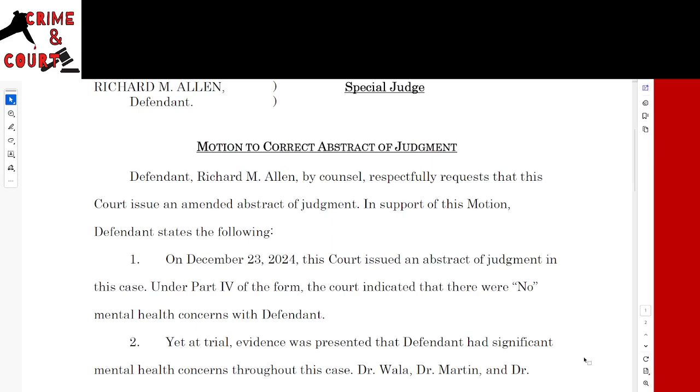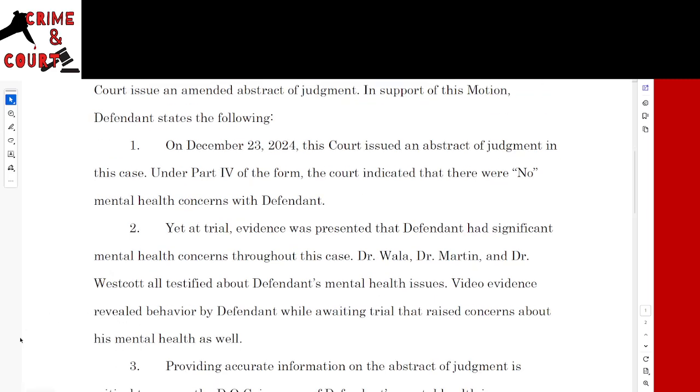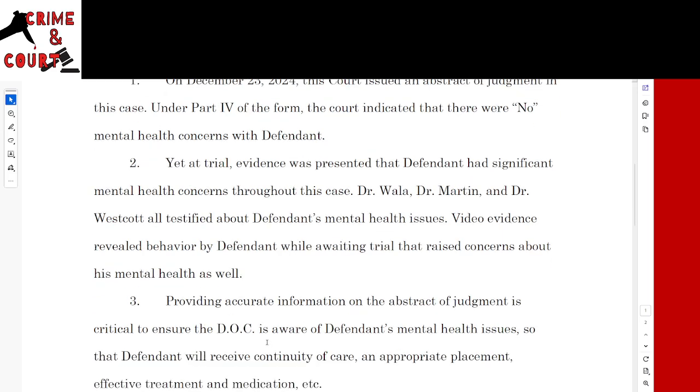On December 23, 2024, this court issued an abstract of judgment in this case. Under Part 4 of the form, the court indicated that there were no mental health concerns with defendant. Yet at trial, evidence was presented that defendant had significant mental health concerns throughout his case. Dr. Walla, Dr. Martin, and Dr. Westcott all testified about defendant's mental health issues. Video evidence revealed behavior by defendant while awaiting trial that raised concerns about his mental health as well.